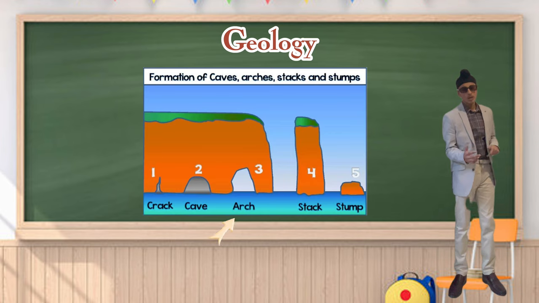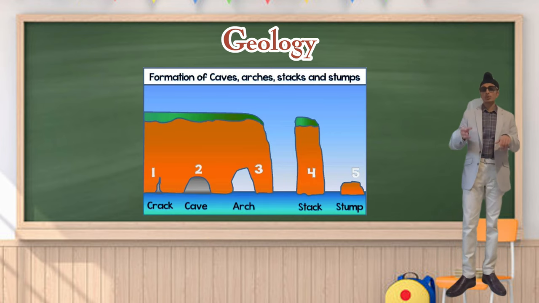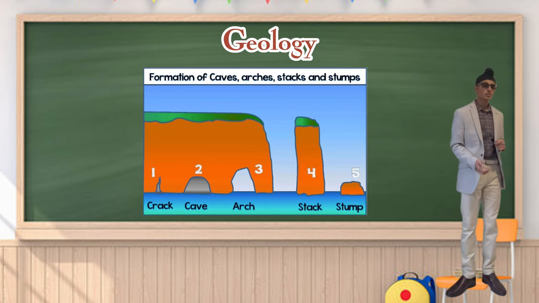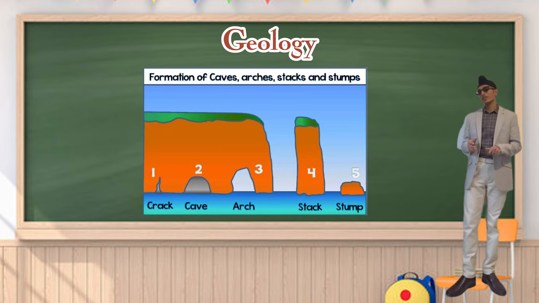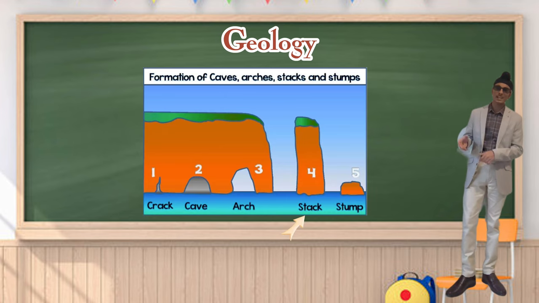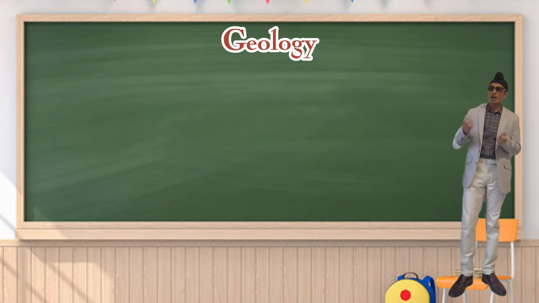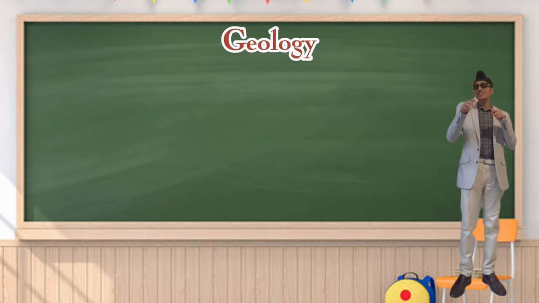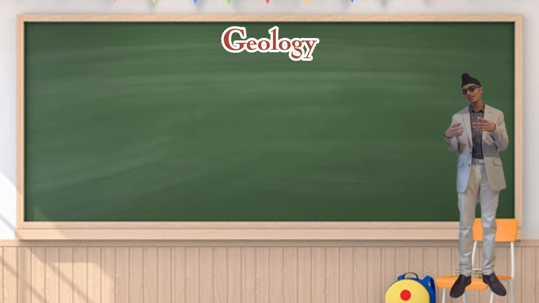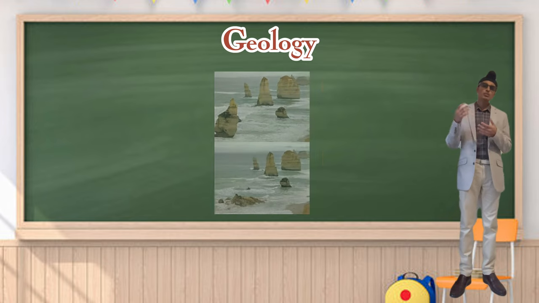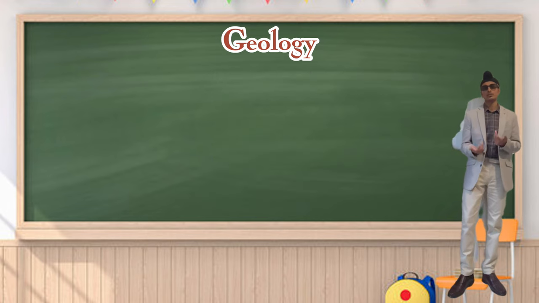After it's turned into an arch, it starts splitting through a process called weathering, which I've already explained to you guys. Now, when this happens, it creates a stack, as you can see in the Apostles in Armaan's video. And then the last step is that these apostles, or these land formations, usually break away after millions or thousands of years.